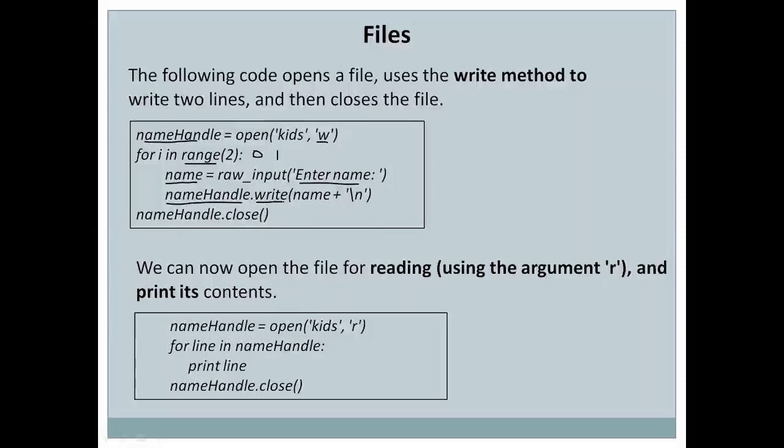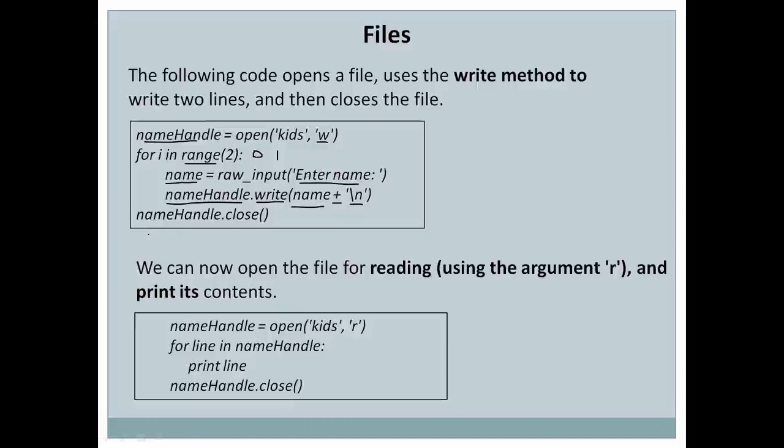The method write is used to write some information to the file. What we are writing is whatever we have read into the variable name, and to that we are concatenating a special character. The special character is backslash n, a new line character. So it will write some information, and we are also moving the cursor to the next line by using backslash n. These are the two statements included inside the for loop.